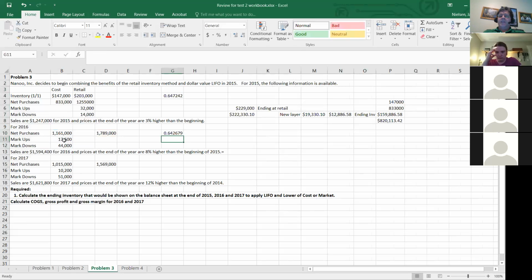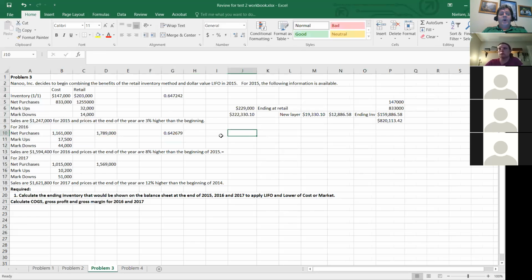Now, a little hint, these cost of retail percentages should be pretty similar year to year. If you come up with something really different, that means you probably pulled a number wrong, typed it in wrong, something like that. Okay, so you would not expect this to be 64.7 and this to be 37% or something like that. All right, so just a little warning.